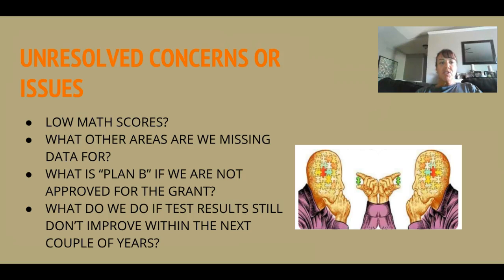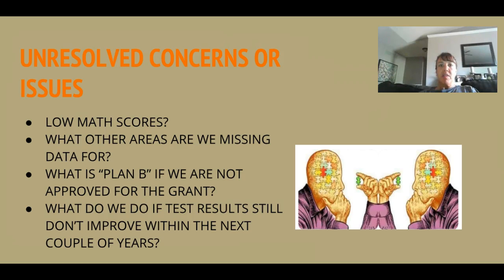Some unresolved concerns or issues: I believe that the math scores could be low as well, and how will this affect our students? What other areas are we missing data for? Is there a low morale across the board? Is there a problem with other subjects like math? What is also the plan B if we're not approved for the grant? How are we going to pay for this new curriculum? And also, what do we do if the test results still do not improve with the changes that we're going to make in the next couple of years?